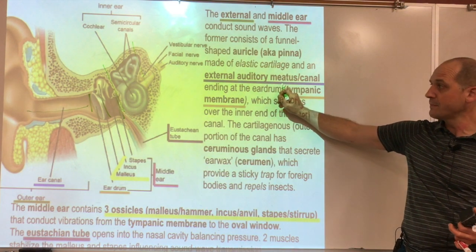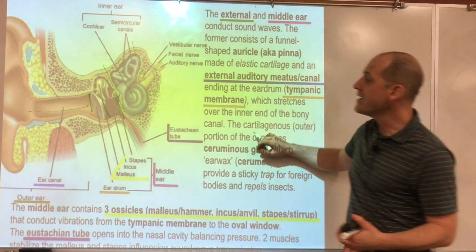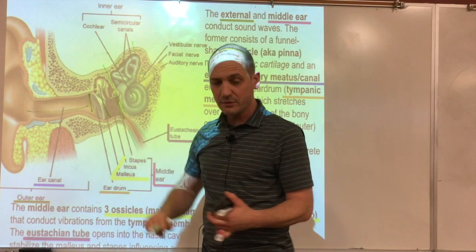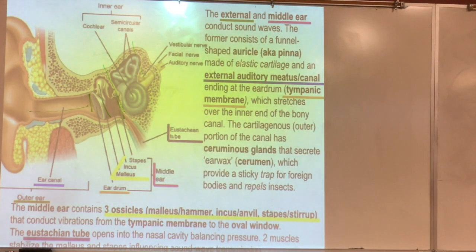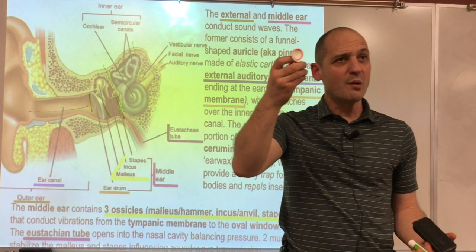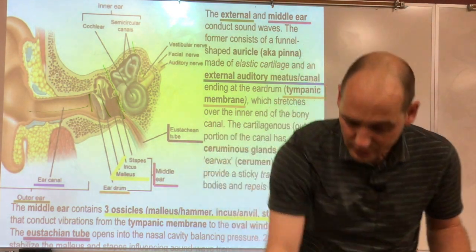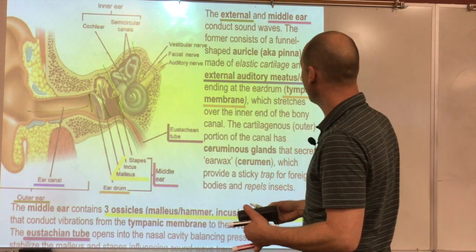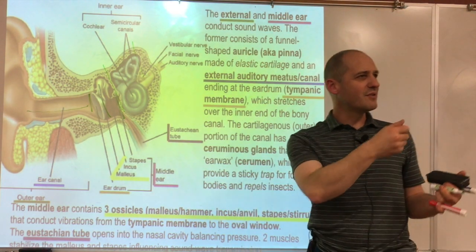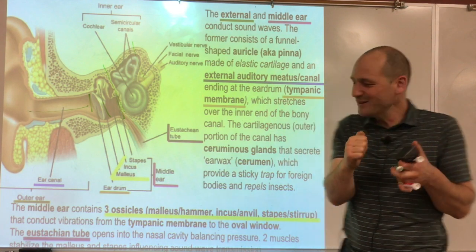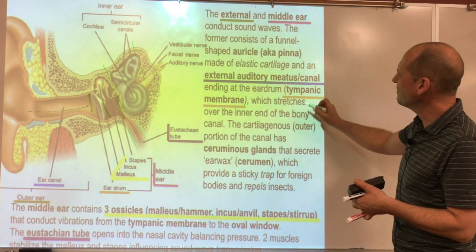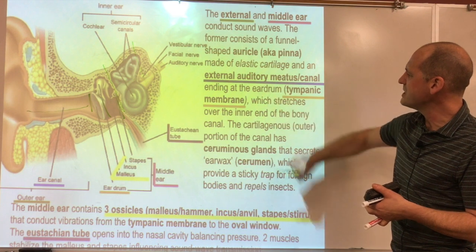Remember that from the skull? And it ends in what we call the eardrum. And that's just a small round thing like a regular drum that you can play on. So that's called the eardrum, the tympanic membrane. When you look at a real skull, it looks like a small tiny djembe, but it's too small. So that's the tympanic membrane, the eardrum.